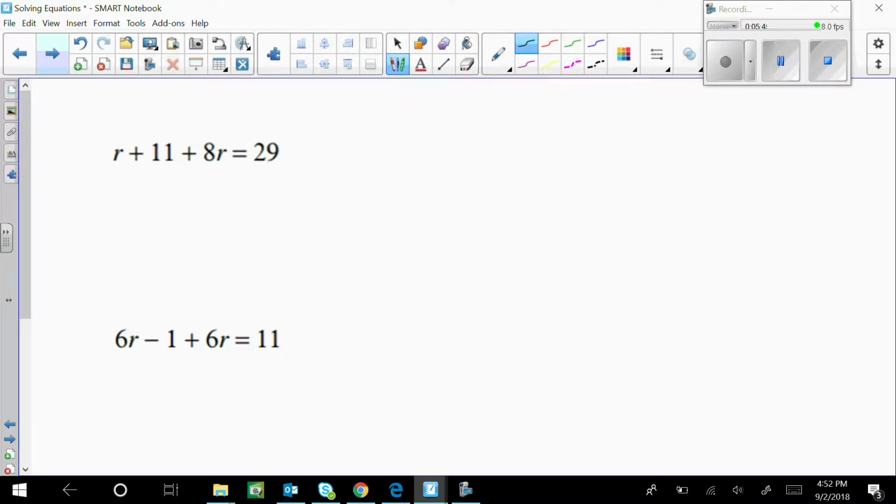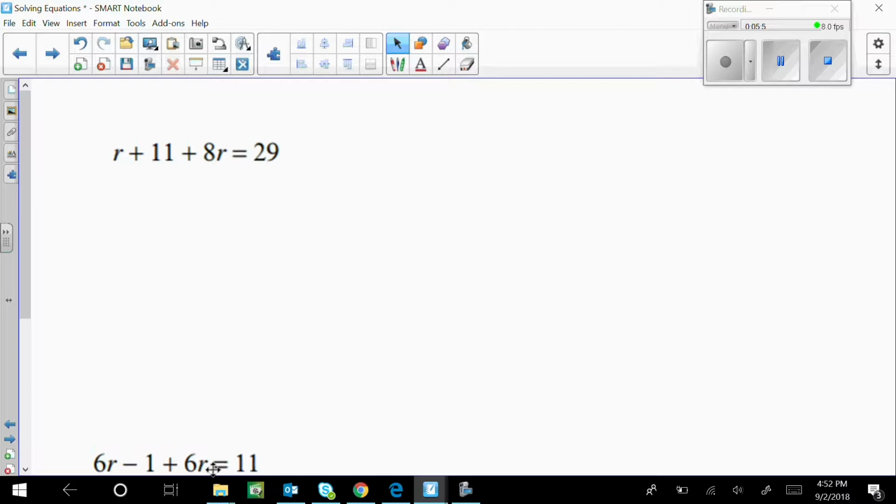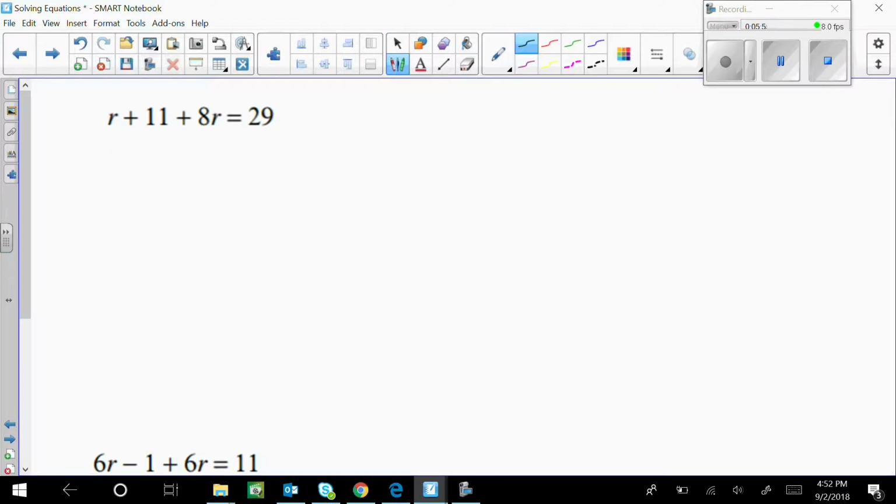So this one's a little bit different. We don't have distributing, but if you notice, we do have combining like terms because I have r plus 11 plus 8r equals 29. So there's no distributing, but there's combining like terms, which I have to do before I can solve the equation. So the first thing I need to do is, there's an r, so I'm going to put a triangle around that, and I look to see if there's any other r's on that side of the equal sign, which there is, a plus 8r.